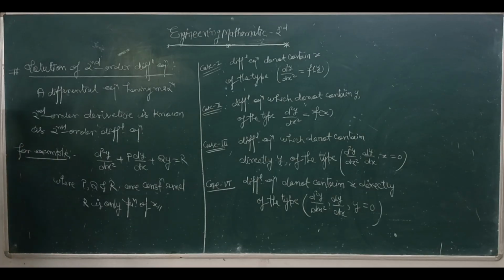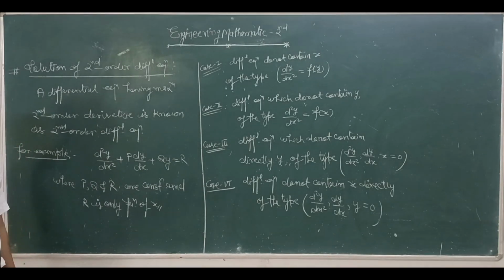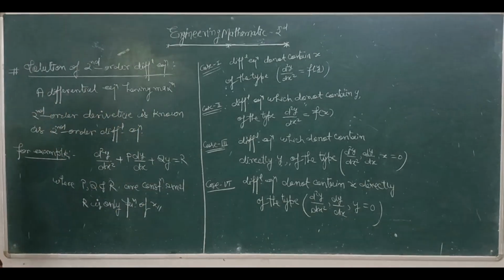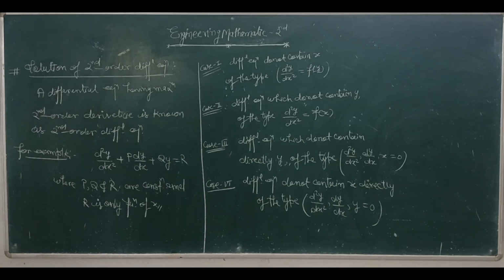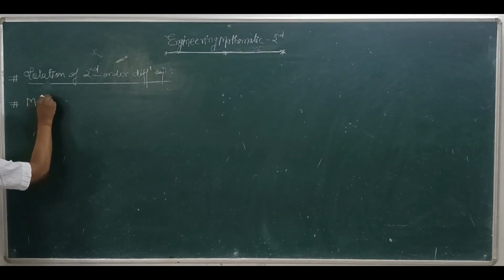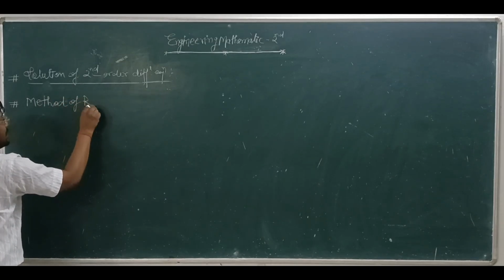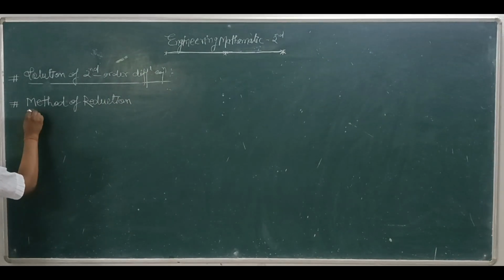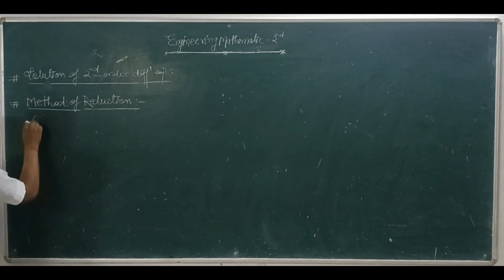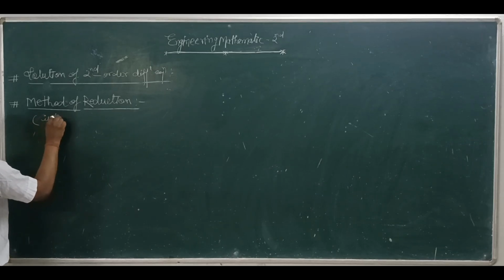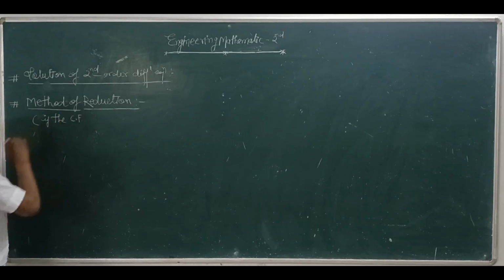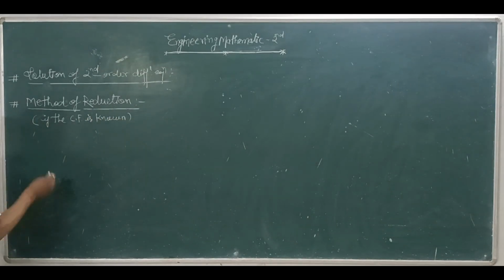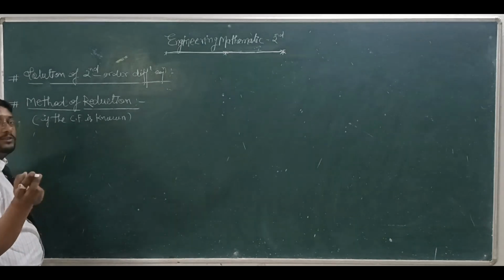First of all, you can note down these conditions. Now, again, I am discussing: if the CF is known, then for the solution of the differential equation, you can note down the method of reduction, or also known as the method when the complementary function is known. This is very important. First of all, you can note down this numerical.